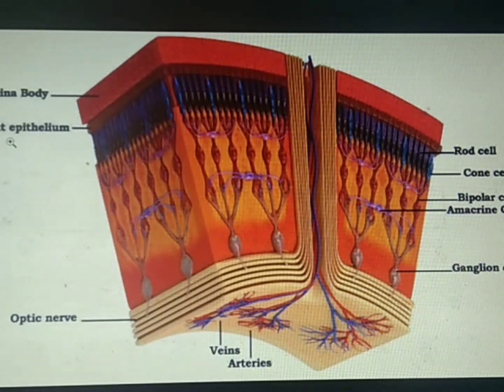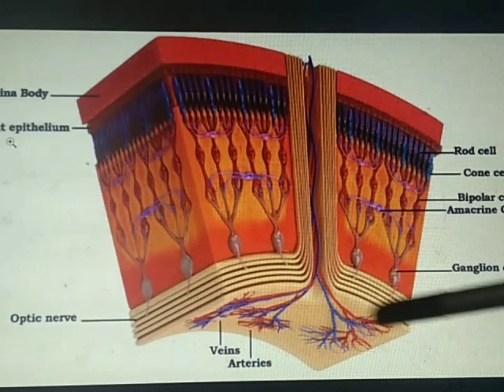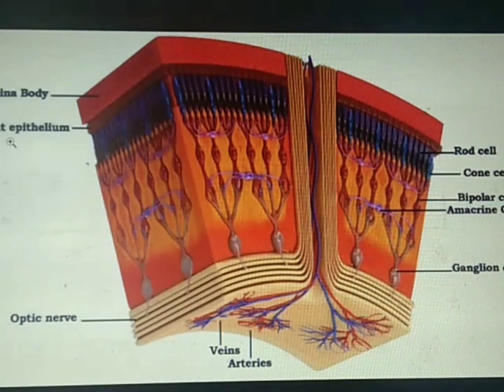So in the retina, we have the retinal pigment epithelium, then we have rods and cones, which are the photoreceptor cells, then we have the bipolar cells, and we have the ganglion cells, and all these ganglion cells further combine and form the optic nerve.